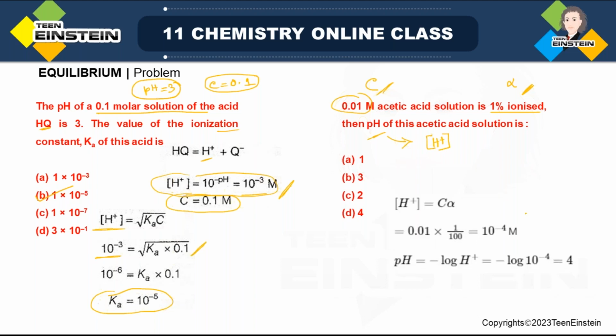So H plus is basically C into alpha. C you know is 0.01, and alpha is simply 1%, in terms of percentage it is 1. So you have to divide it by 100, or 10 to the power minus 2. So H plus is 10 to the power minus 4. pH is the negative logarithm of H plus. So ultimately the pH value is 4. Again, just check it. Obviously in all the options it is less than 7, so no question of checking. It is option D, that is the correct answer.